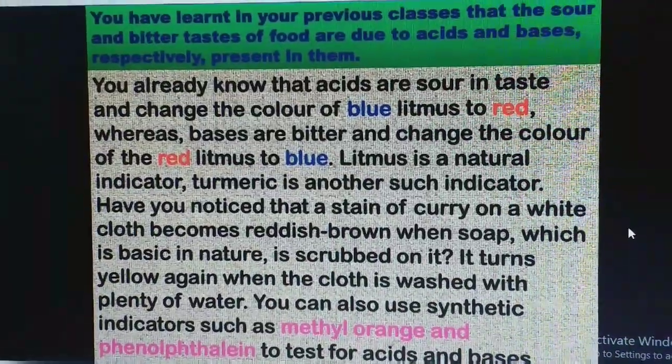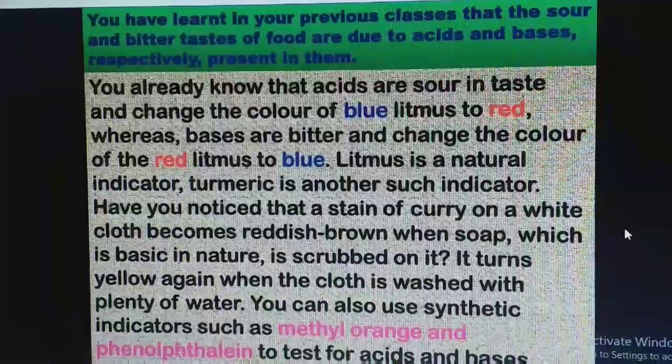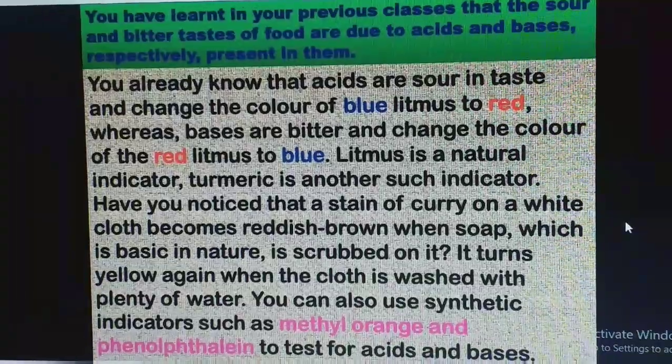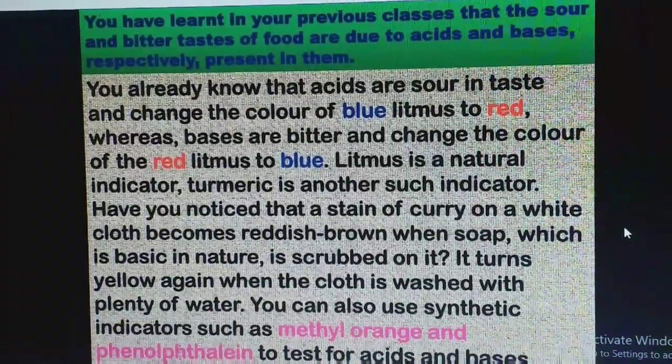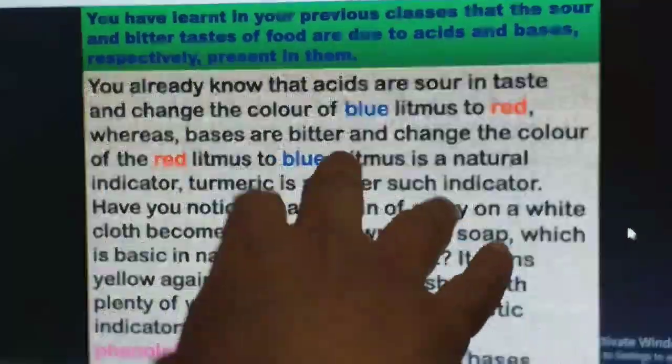And what is litmus? You have studied in 7th standard, I hope. It is a natural indicator. Even turmeric is another natural indicator. You get this natural litmus from the lichen tree.